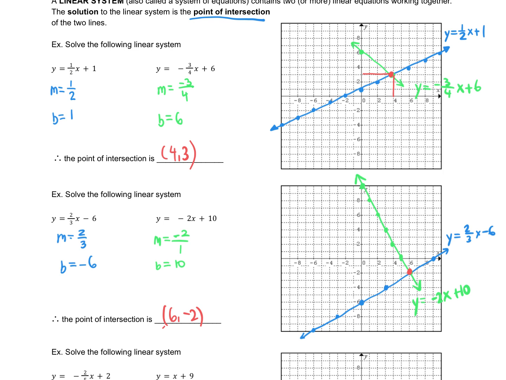So in both of these examples, our equations were in y equals mx plus b, so we could see the slope and the y-intercept really nicely and use our graphing knowledge to graph two lines and identify that point of intersection. But your lines might not always be given in y equals mx plus b, which means we might need to rearrange our equations to get them into the proper useful format.